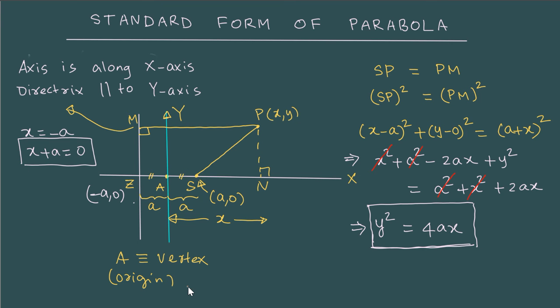Okay, another thing, geometrically, if you look at the diagram here, this y square is nothing but the length of this perpendicular from P to x axis. So you're basically saying the square of that perpendicular is 4 times the distance of the focus from the origin, AS, multiplied by the x coordinate, which is AN. Okay, so this is something that maybe you can keep in mind.